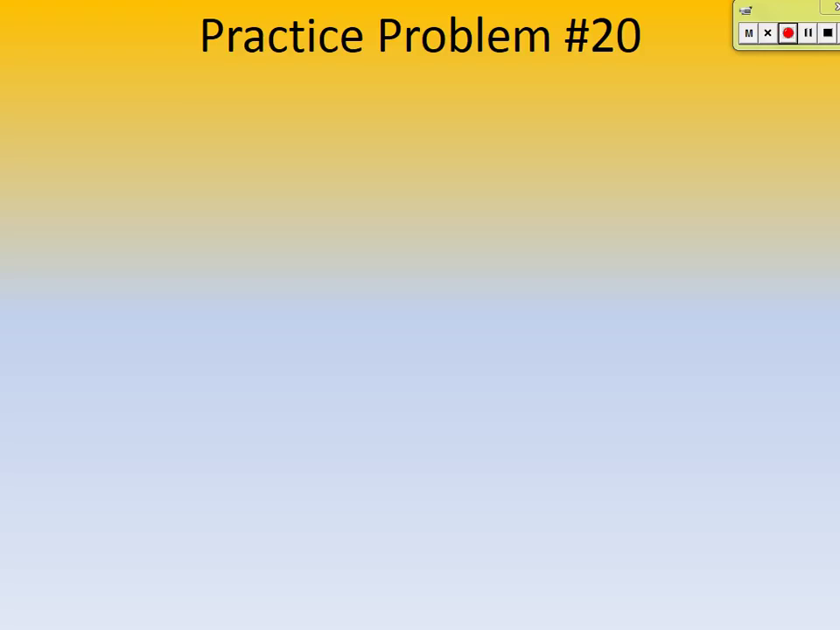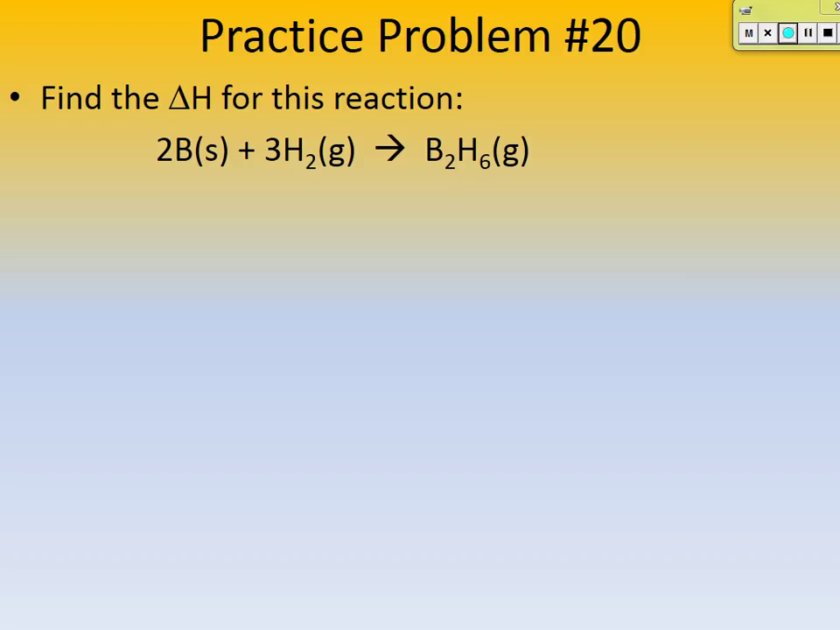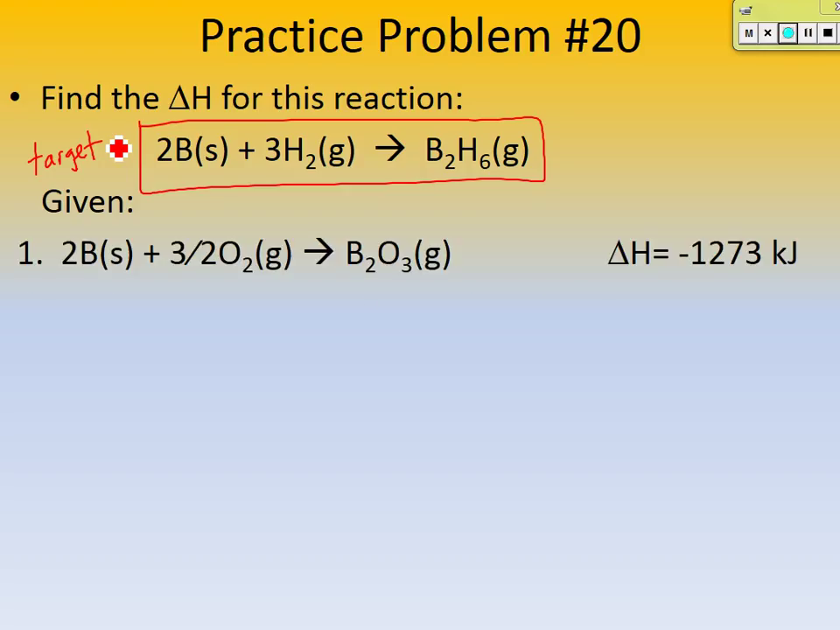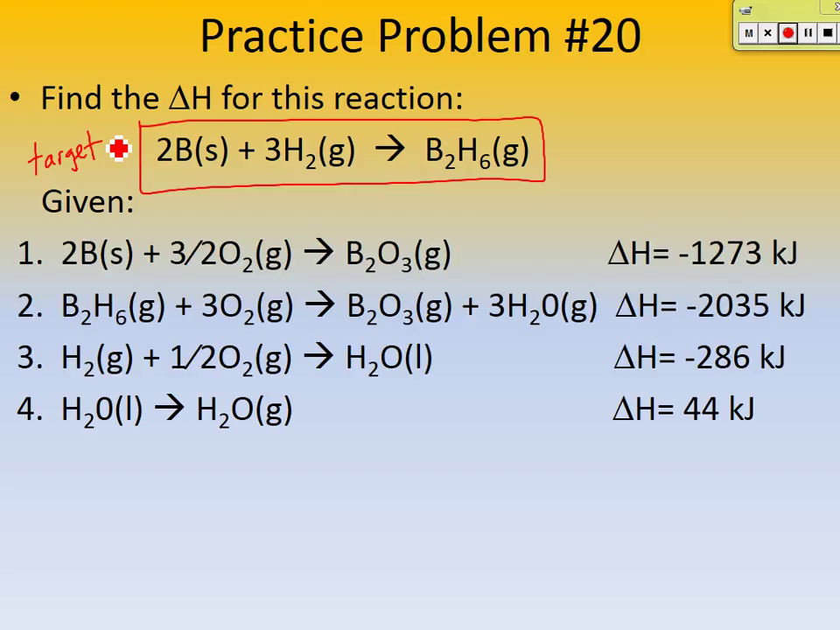Okay. Practice problem number 20. Here we go. I want you to find the delta H of this reaction. So this is my target. So in your books, I want you to put target equation. That's the one I want in the end. This one's a little more complicated because it gives us, I think, 4 givens. So your job is to manipulate these given equations so that when you add them together, you make the target. Keep track of what you're doing to delta H here, and let's calculate delta H for this reaction. That's what I want you to do.